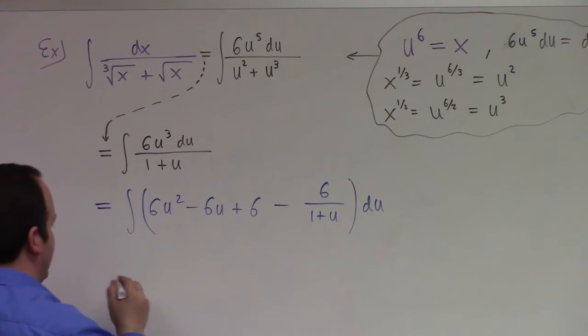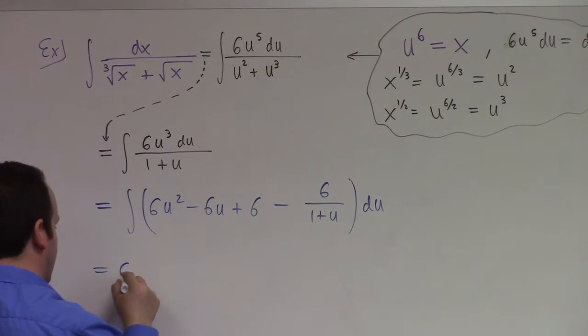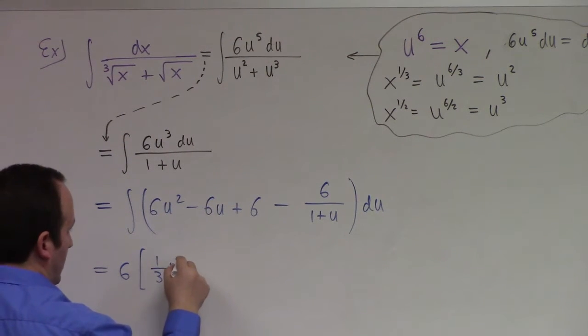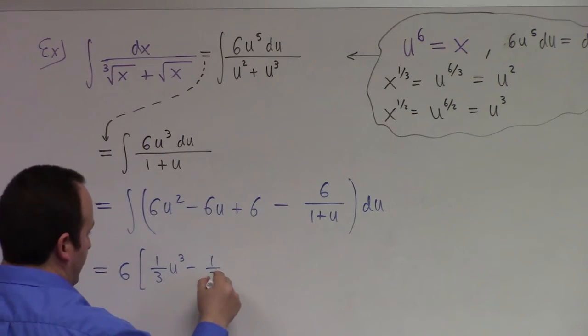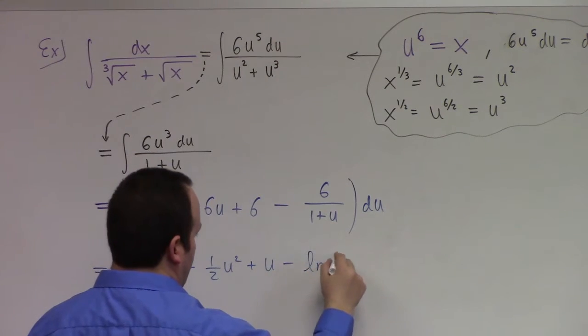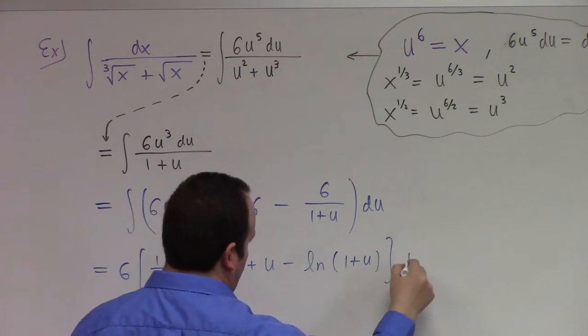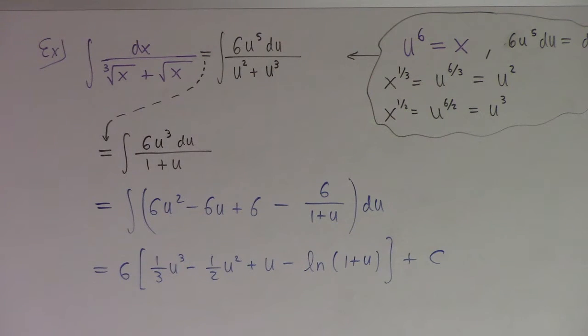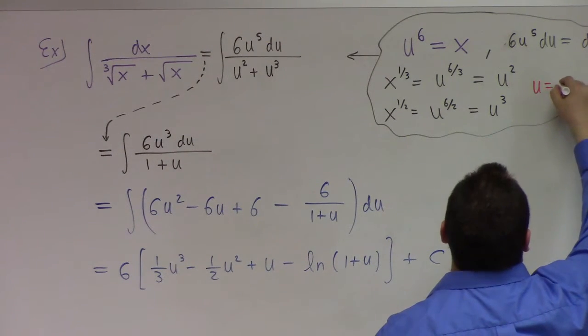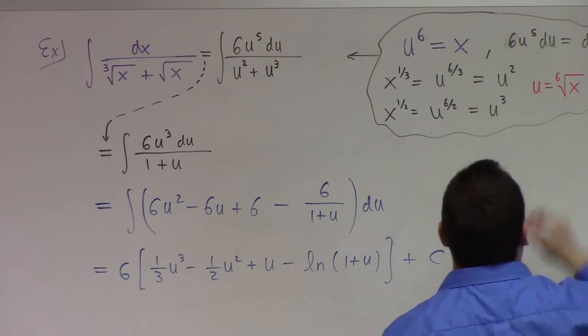I'm going to go ahead and factor the 6 out like I should have done about a minute ago. So factoring the 6 out, we got 1/3 u cubed minus 1/2 u squared plus u minus the natural log of 1 plus u plus a constant. What's u equal to here? Add something to the thought bubble. u is equal to? Yeah, 6th root of x. There we go.